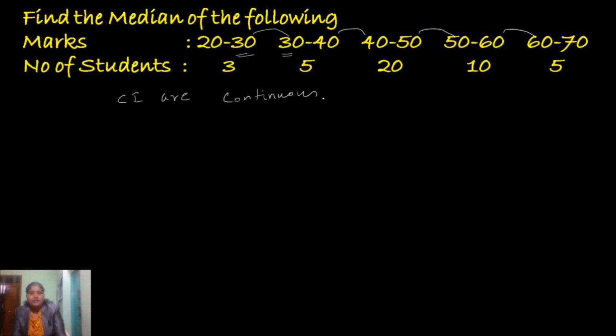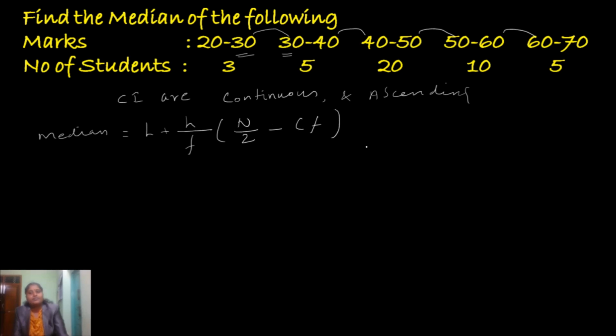And then next, let us check whether they are arranged in ascending order or not. Here the order of arrangement is ascending. So the class intervals are continuous and also in ascending order. So now we make use of the formula: median is equal to L plus h by f into (n by 2 minus CF). To use this formula, let's find out what the median class is. After finding the median class only, we make use of this formula to get the median value.